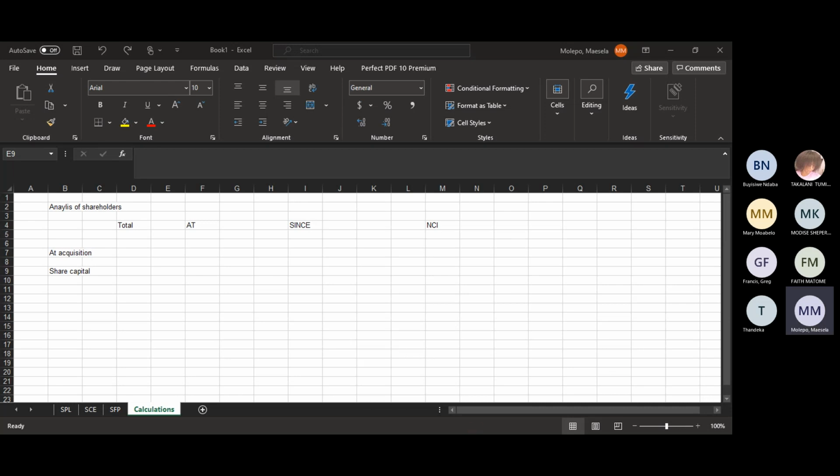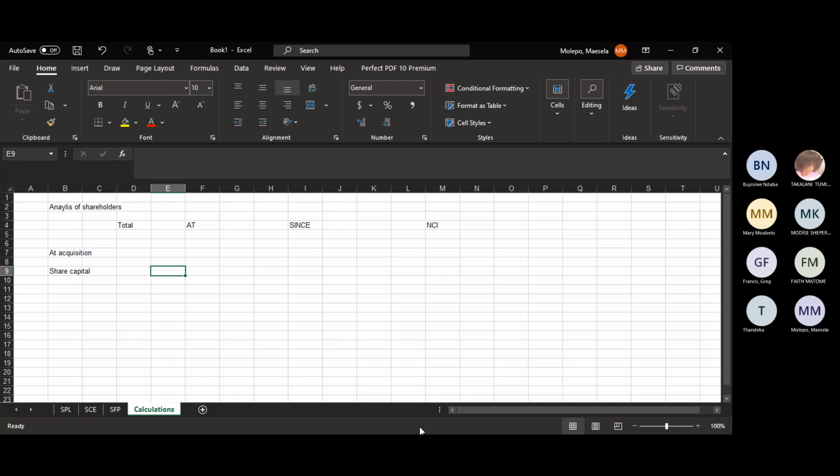Share capital, the amount that is given from the pre-adjustment trial balance, is shown as 250. We all agree, right?